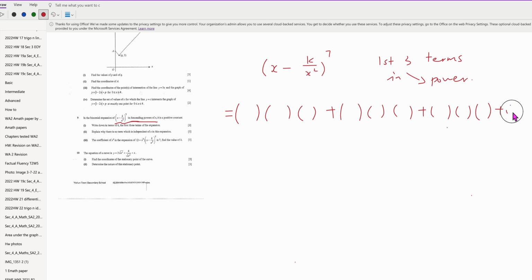Of course, you need to plus dot dot dot because this thing does not end with the three terms. It has many more terms, right? So power 7, actually there is a total of 8 terms. If you need to get the full expansion, what you do next is you write down the x here. You write down this one first.